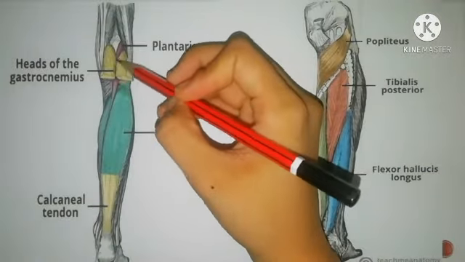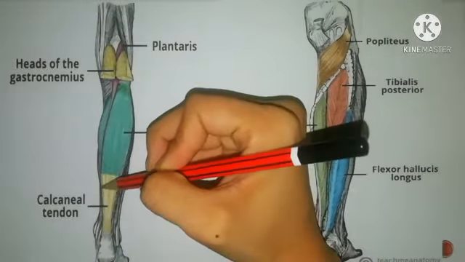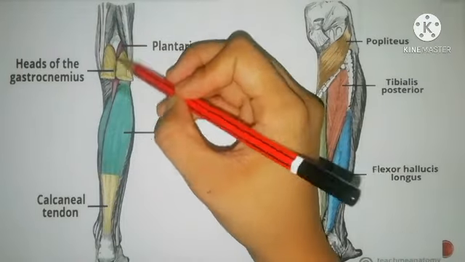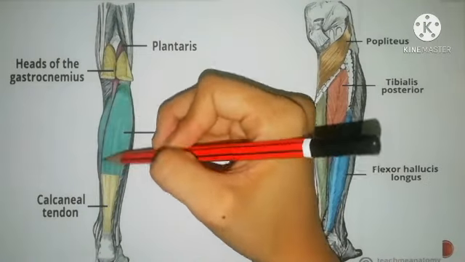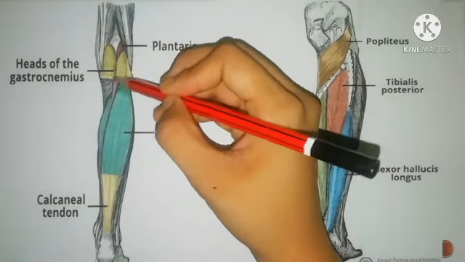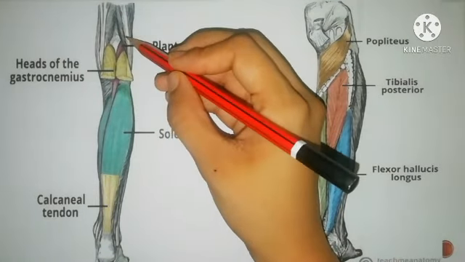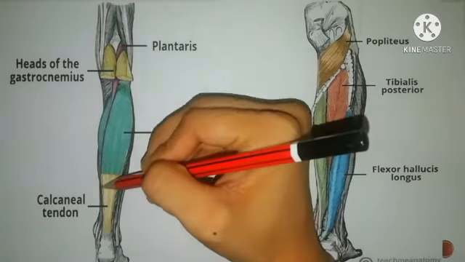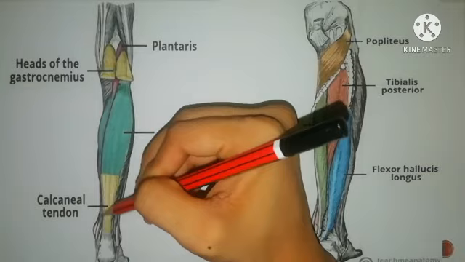Now the plantaris muscle. This is the plantaris muscle. It is vestigial in human beings. It has a short belly and a long tendon. The origin of this muscle is from the line of the femur at the oblique popliteal ligament. It is inserted into the posterior surface of the calcaneum.